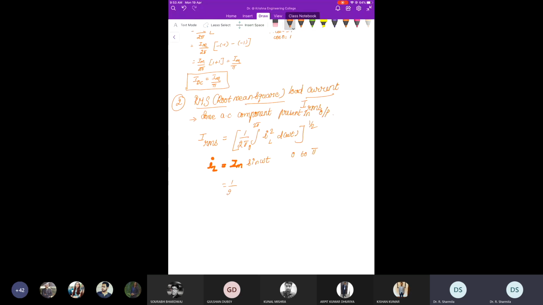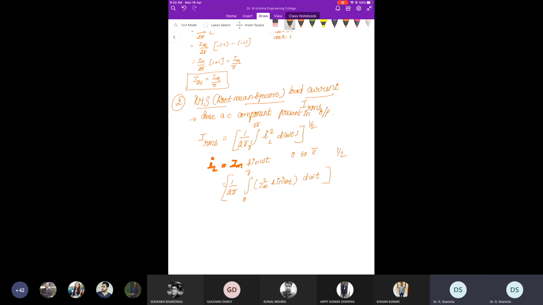So you will get 1 by 2 pi integral of 0 to pi, Im squared, so Im squared sine squared omega t into d omega t, whole power 1 by 2. Okay, this is the formula, whole power 1 by 2.